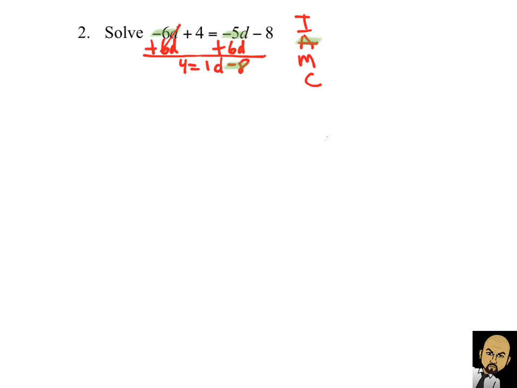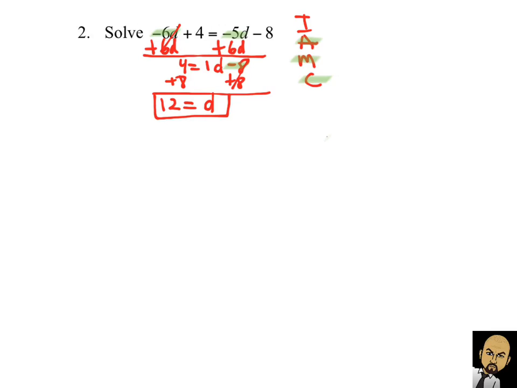Then you go to undo adding and subtracting of a constant term. We want to get rid of negative 8 because it's next to our variable term. How do you undo negative 8? You add 8 to both sides, and you end up with 12 equals 1d, which is just d. And then you want to check your solutions. But for the sake of time on this video, I'll save the checking for you guys. You guys can do that on your own.